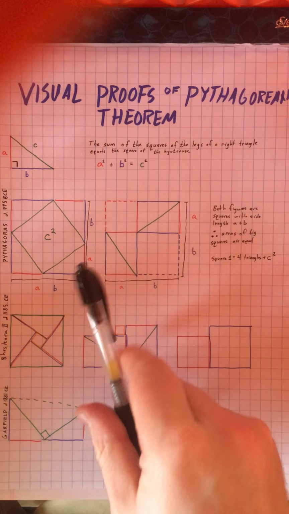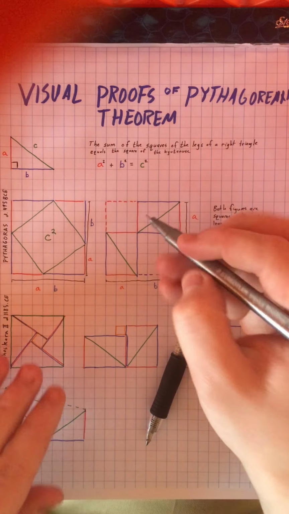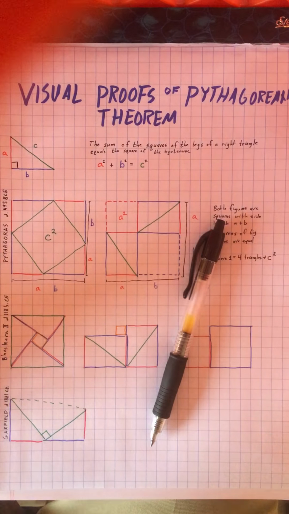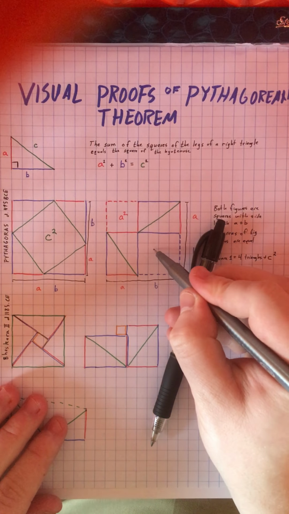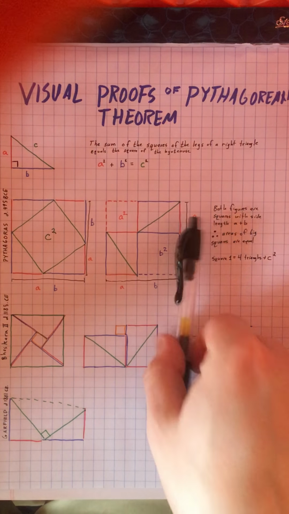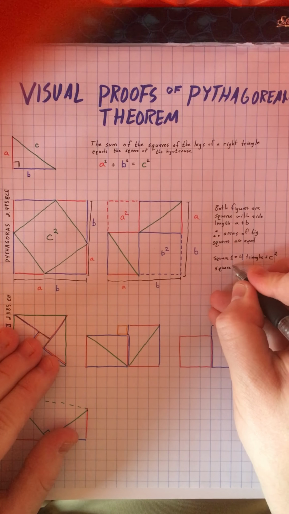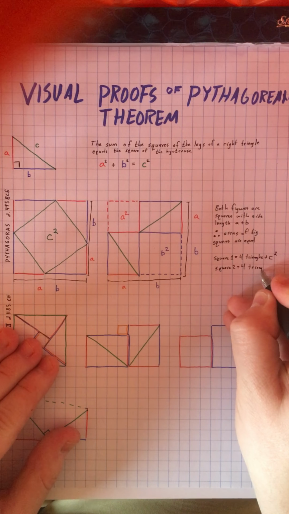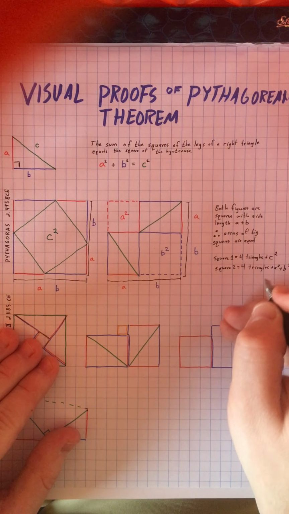So what about the second figure? Well, the second figure is also 4 of these triangles, but it has a small square that has side lengths of A, whose area is A squared, and another square whose side lengths are B. Its area is B squared. So square 2 has an area of 4 triangles plus A squared plus B squared.